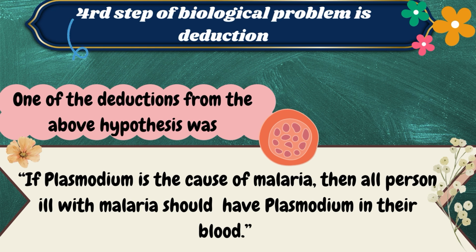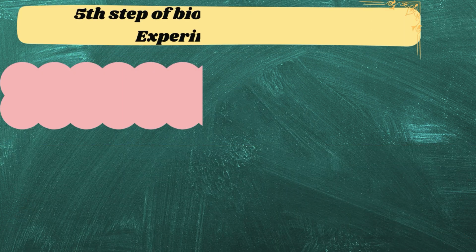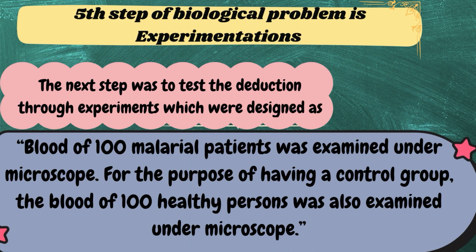One of the deductions from the above hypothesis was: if Plasmodium is the cause of malaria, then all persons ill with malaria should have Plasmodium in their blood. The next step was experimentation, and that is the fifth step of biological method. To test the deduction, experiments were designed: the blood of 100 malarial patients was examined under a microscope. For the purpose of having a control group, the blood of 100 healthy persons was also examined under a microscope.